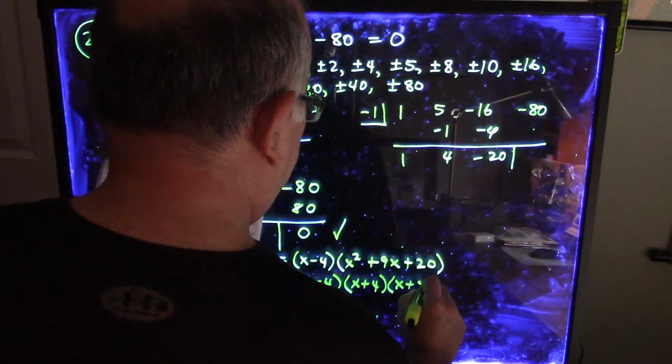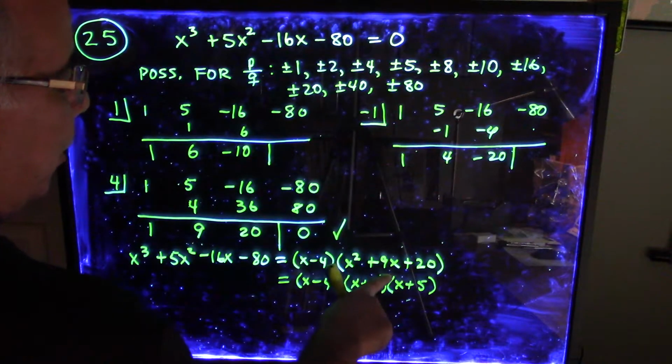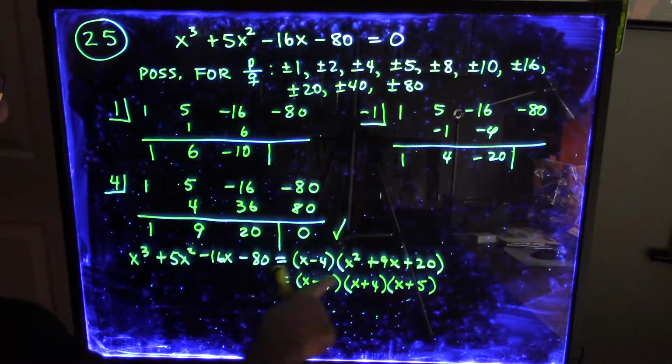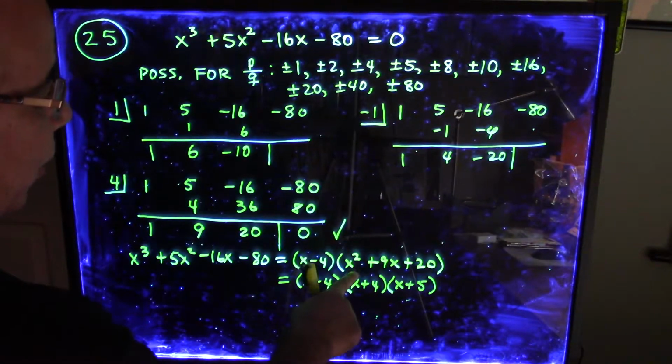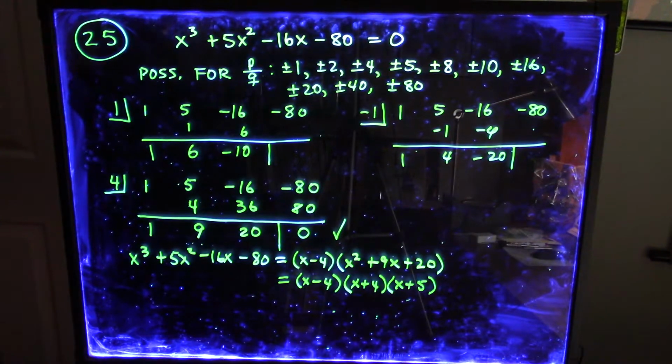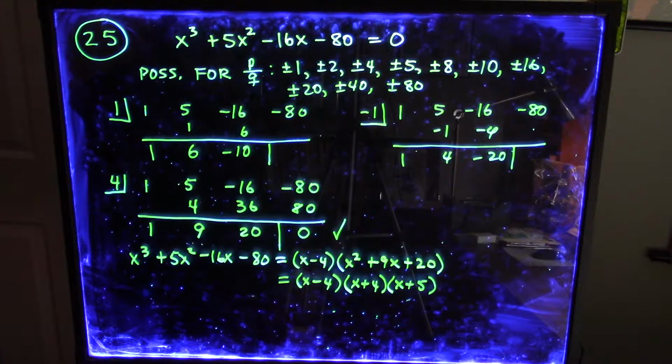So when you end up with a quadratic polynomial as one of the factors, you could factor it, or you could solve that by completing the square, or use the quadratic formula. All right, it's your choice, instead of continuing with synthetic division.